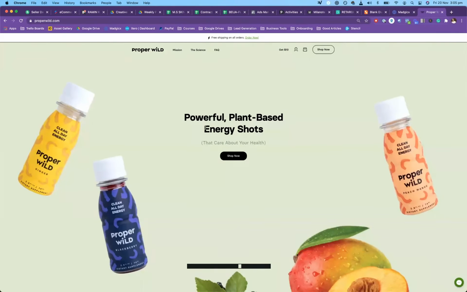And the reason that they do that is the best way to think about your website, as soon as someone lands on the page, you're basically asking them for a small investment, not necessarily money, but time and energy.